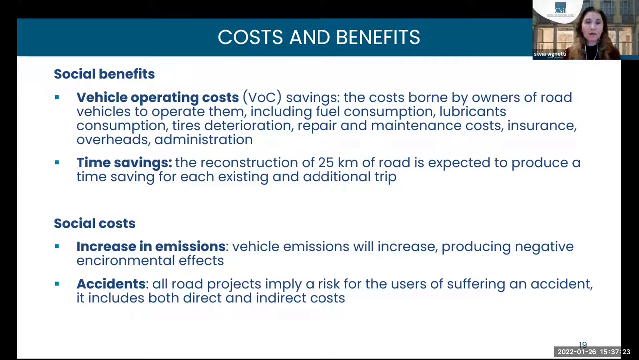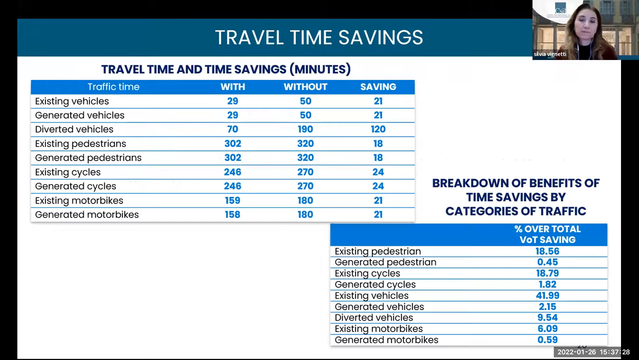So how to include these additional aspects that are relevant for this project? Here I just showed the result of the calculation of benefits. So travel time savings were calculated in both scenarios, with and without the project, the savings in terms of minutes for the different categories of vehicles, but also for pedestrians, motorbikes and cycles. And then you see how much this was worth. So you have the breakdown of benefits by the categories of traffic. In this way, you can also understand which categories of users are benefiting the most by this project.